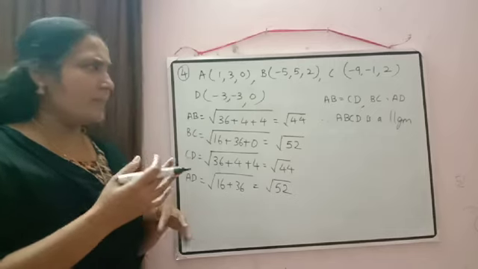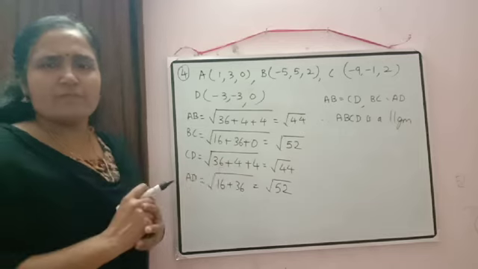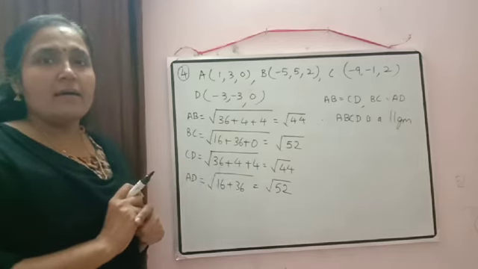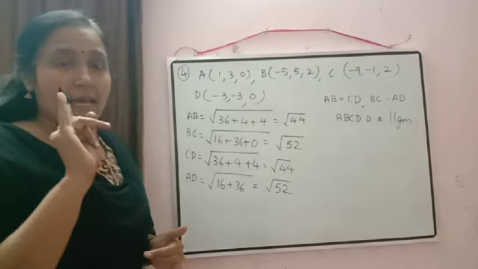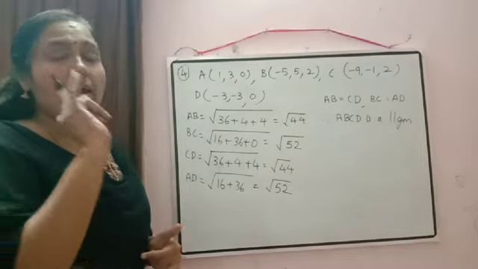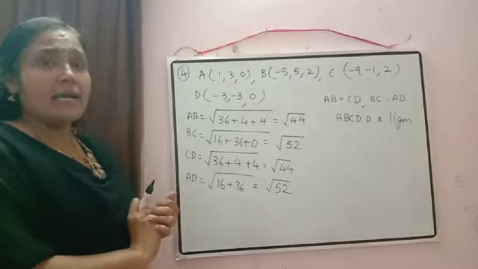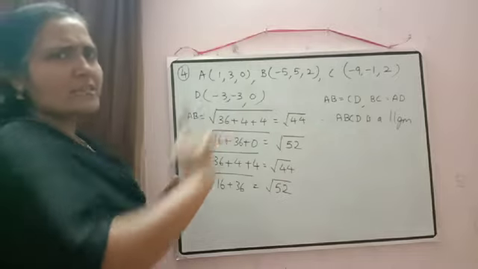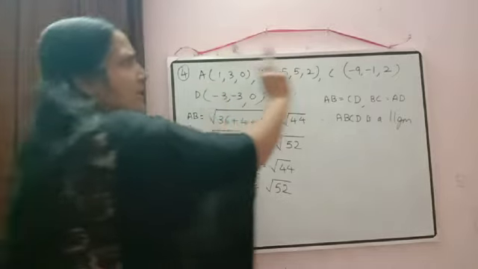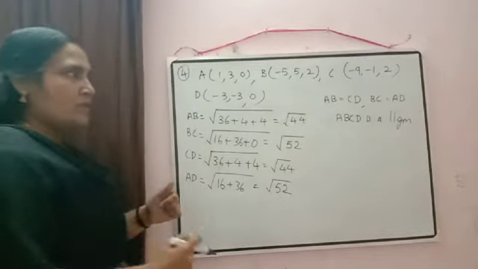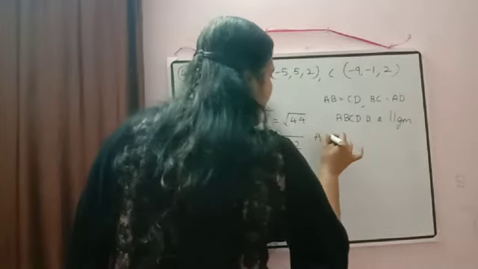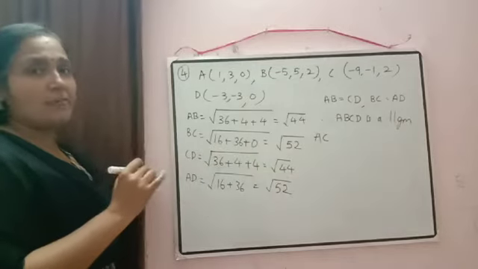Angles are 90 degrees, but we don't want angles in the distance formula. Any other property? Yes, diagonals are equal. In a rectangle and in a square only, diagonals are equal. So what diagonals will come here? AC and BD are the diagonals. So if it is not a rectangle, the diagonals should not be equal.